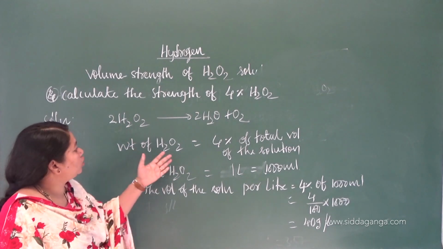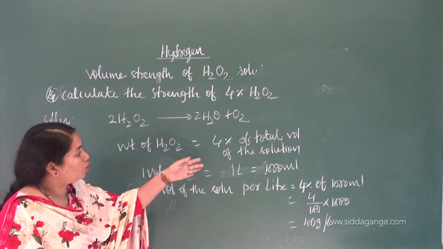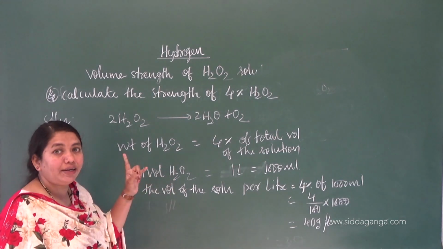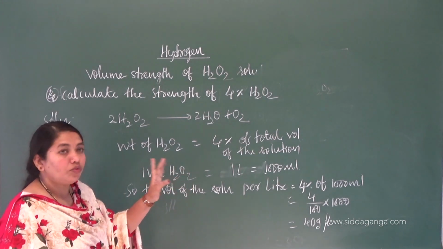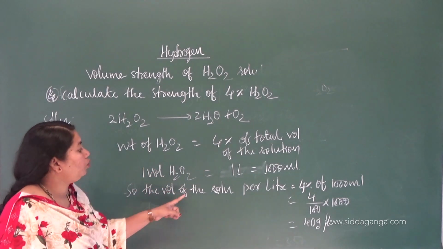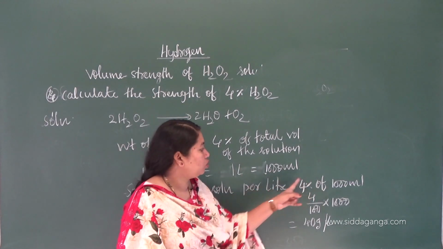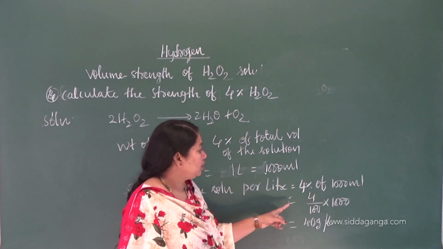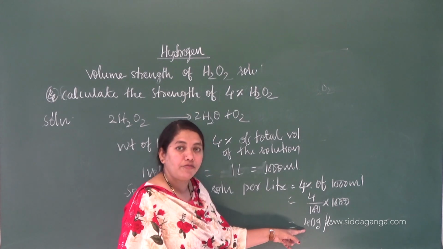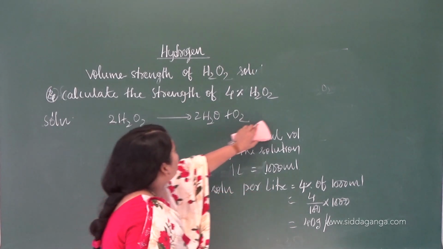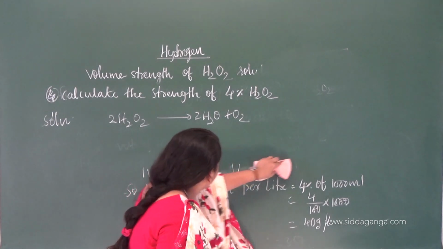That is, the weight of H2O2 is equal to 4% of the total volume of the solution. So 1 volume H2O2 means 1 liter, that is equal to 1000 ml. So the volume of the solution per liter is equal to 4% of the total volume. Therefore, from that percentage you are going to get 40 grams. Okay. So now you move on to the same equation.